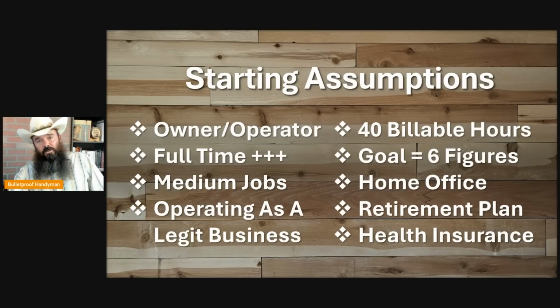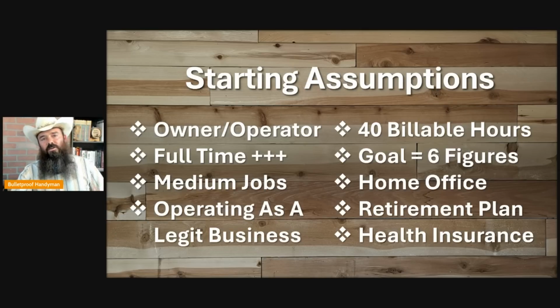This also assumes that we have a home office because you're going to need an office to run a business, right? You're not going to be running a business on your phone or like on a laptop with a couple spreadsheets. You're going to need an office because you're going to need to sit down and put a lot of time into running a business, not just fixing stuff. We're also going to assume that we want a retirement plan because, again, we're a legitimate business, and a legitimate business provides its employees with retirement plans and health insurance too, by the way, which is the next one.